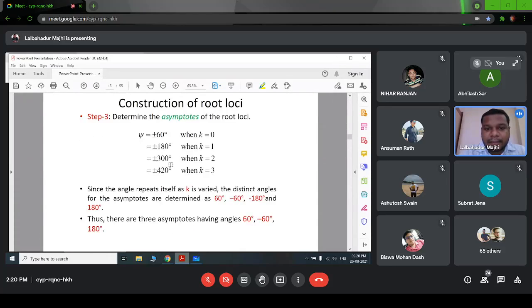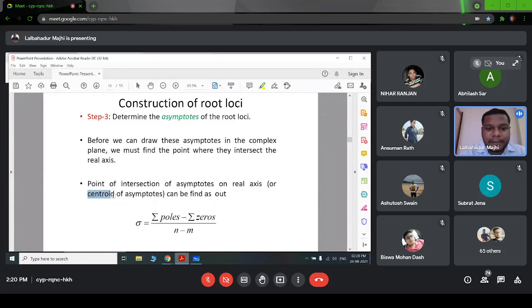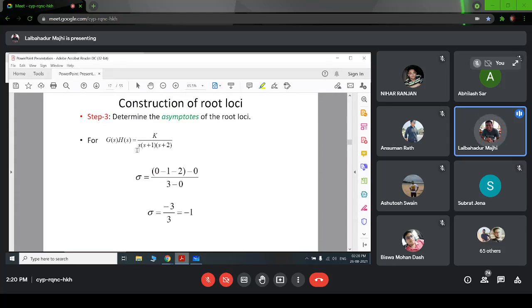Then the next point is the centroid of the asymptotes, that is, from where these asymptotes will start. For this we have a formula. The centroid sigma is the summation of poles minus the summation of zeros, divided by number of poles minus number of zeros. In this case we have 3 poles: 0, minus 1 and minus 2. The summation of poles is 0, minus 1, minus 2, minus the summation of zeros, then divided by number of poles minus number of zeros. So we are getting our centroid to be minus 1.